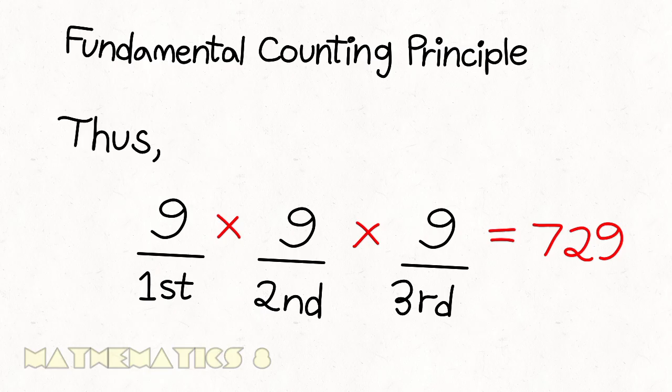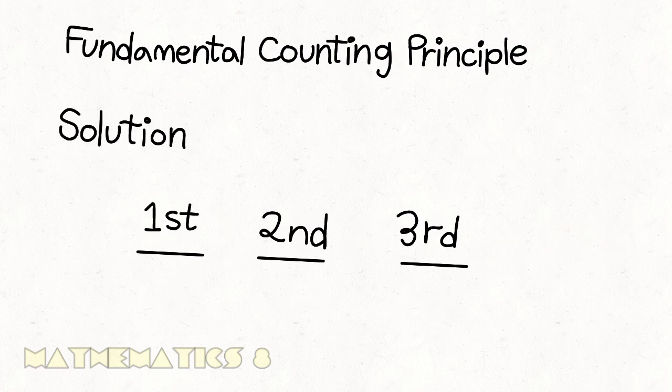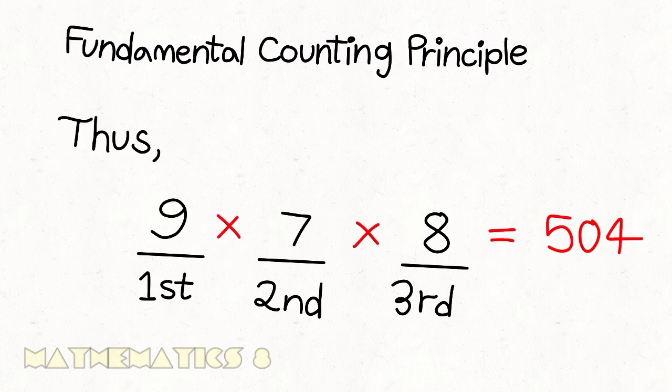No repetition is allowed. In the first space, any one of the 9 digits can be placed. In the second space, any one of the 8 remaining digits can be placed, since 1 digit is already assigned in the first space, and in the third space any one of the 7 remaining digits can be placed, since 2 digits are already assigned in the first 2 spaces.